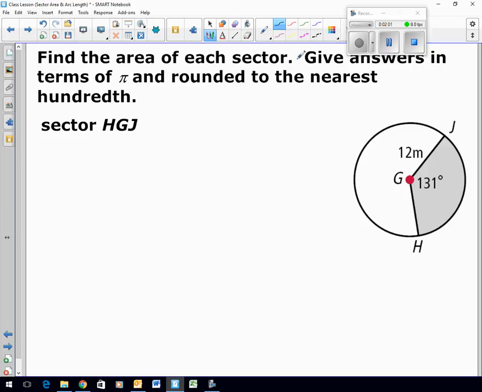Find the area of each sector. Give answers in terms of pi, and round to the nearest hundredths. Actually, I don't care about the pi part. I want your answers in decimal form to the nearest hundredth. Coach, when I say hundredth, how many decimals does that mean? Two. Good job. Okay, sector HGJ.